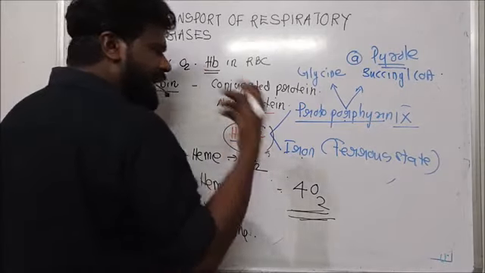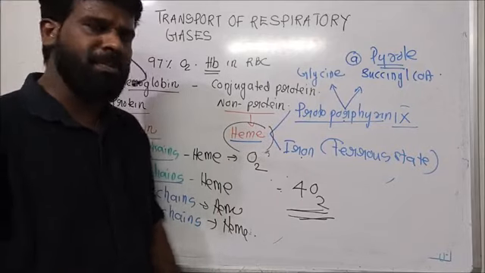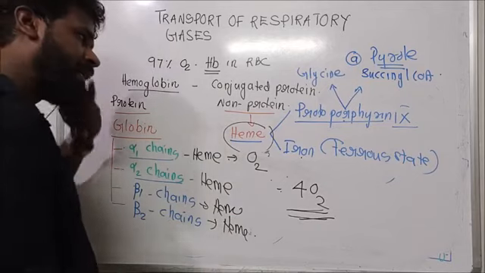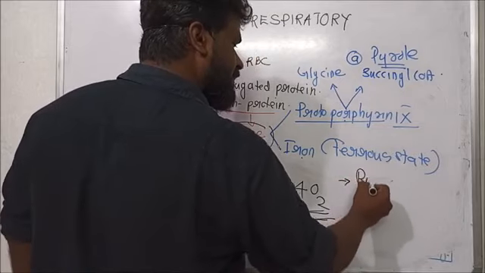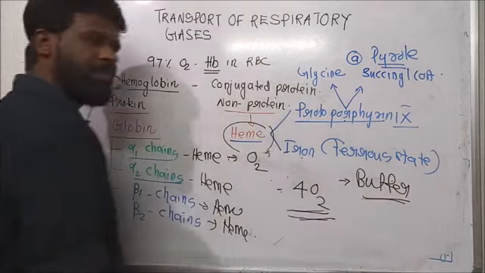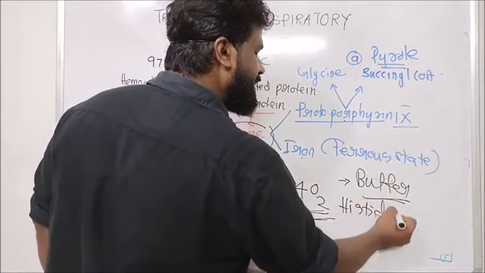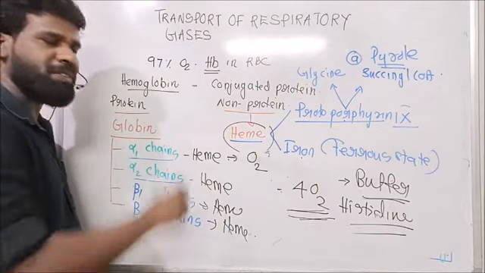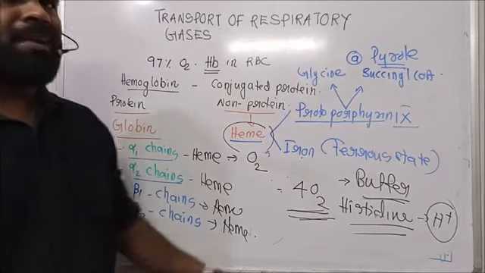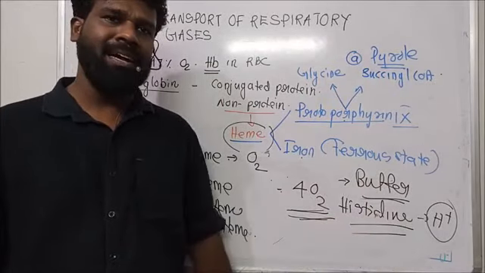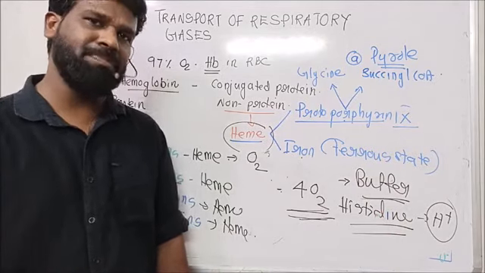But we know the same hemoglobin can carry carbon dioxide. It can bind with the H plus ion because this hemoglobin is a buffer. So hemoglobin acts as a buffer, because the histidine amino acid of this hemoglobin can combine with the H plus ion. Thereby it acts as a buffer. It combines with the H plus ion.